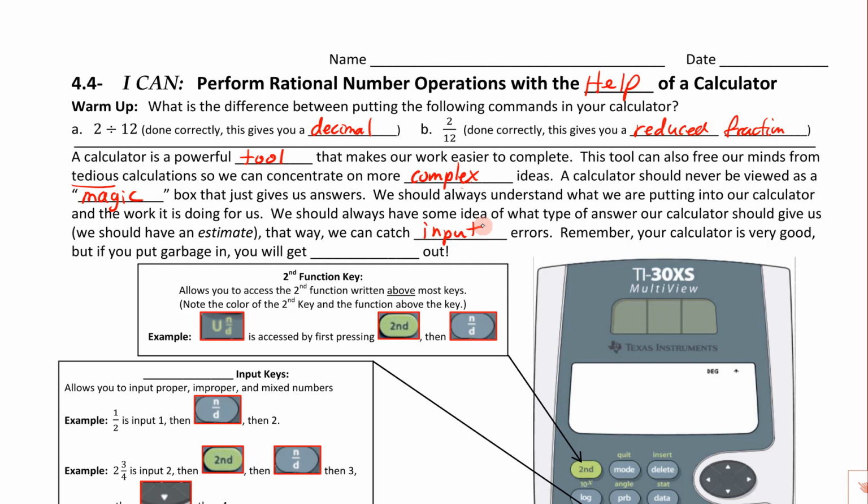I'm going to say this phrase several times. Remember, your calculator is very good. It's got a lot of cool stuff in it. But if you put garbage in, you will get garbage out. So don't come up and say, well, my calculator said the answer was 3 and you think it's -5. Well, if you put the wrong thing in, you're going to get the wrong thing out. Garbage in, garbage out.